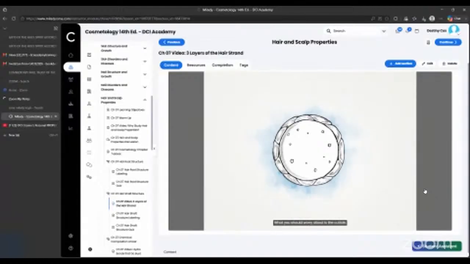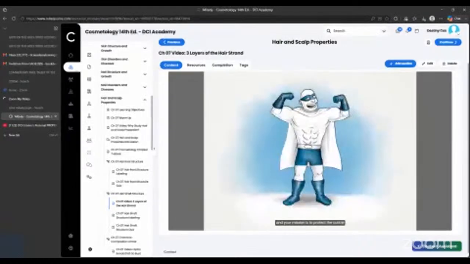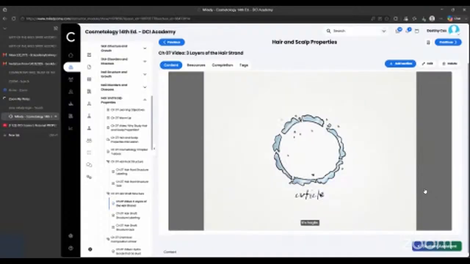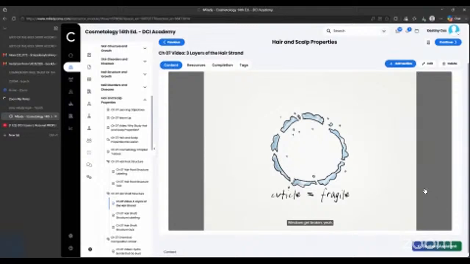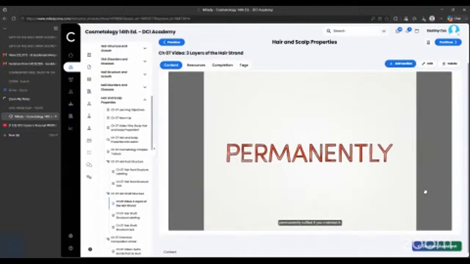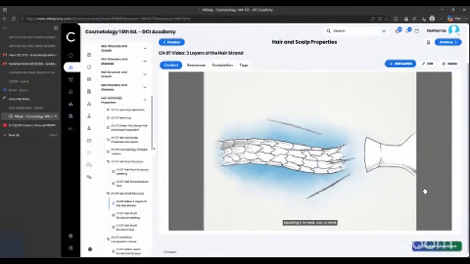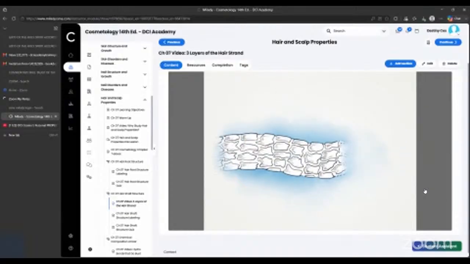What you should worry about is the cuticle. Its mission is to protect the cortex. And your mission is to protect the cuticle. Because even though it shields the cortex, it's fragile. Windows get broken, yeah? And the cuticle can get damaged or permanently ruffled if you mistreat it. Like brushing or drying hair the wrong way, exposing it to heat, sun, or wind, or abusing it with harsh chemicals that can make it swell. If the cuticle gets wrecked, there's no going back.